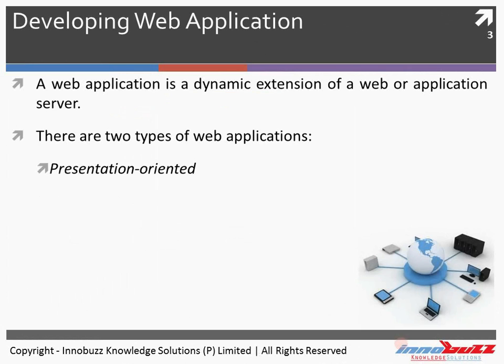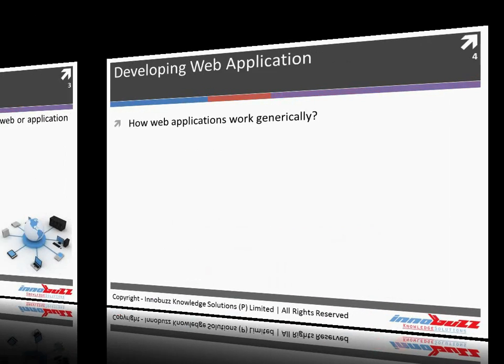Presentation-oriented web applications generate interactive web pages containing various types of markup languages like HTML, XML, and so on, and expect dynamic content in terms of response for all the requests made. Whereas service-oriented applications implement the endpoint of a web service.